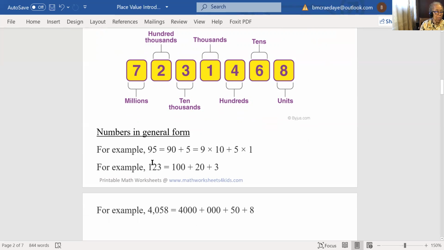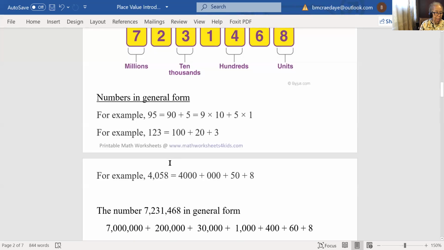Let's take 123. That's 3 ones, 2 tens, 1 hundred. So when we write this in the general form, we have 100 represented by this column here, 2 tens, which is 20, and 3 ones, which is 3. Okay, let's take another number.